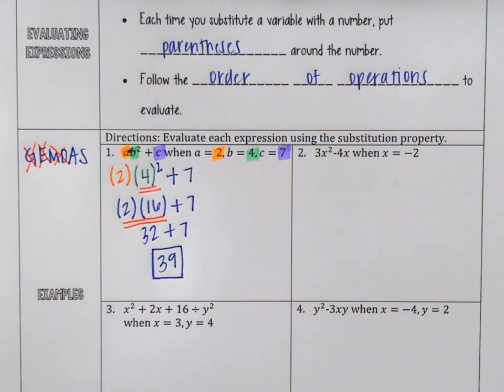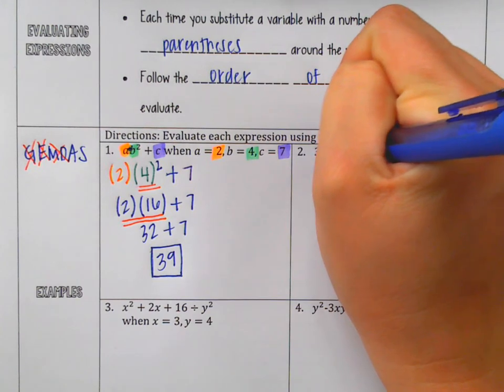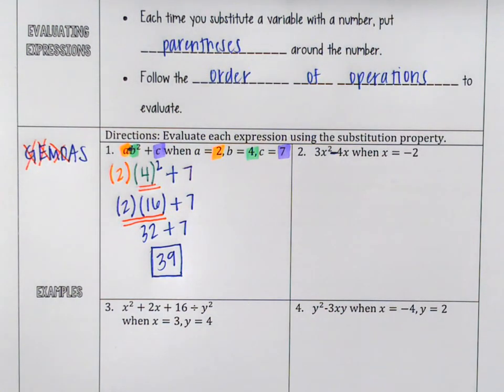Okay, so we have our next one. We have 3x squared minus 4x when x equals -2. What I want you guys to start by doing is just plugging in your x. Use the substitution property to plug in -2 wherever there's an x. Just try that on your own.